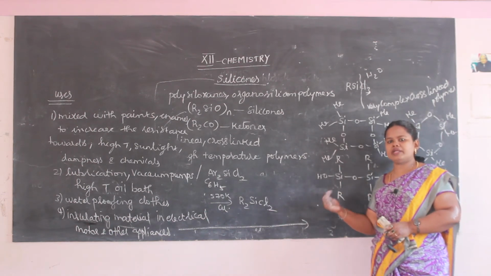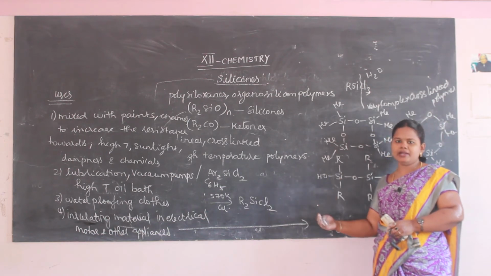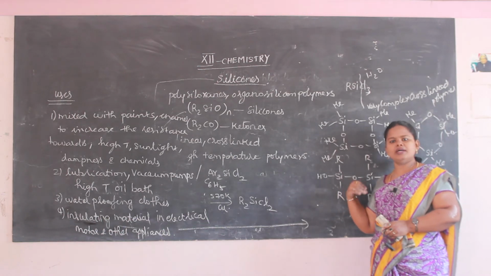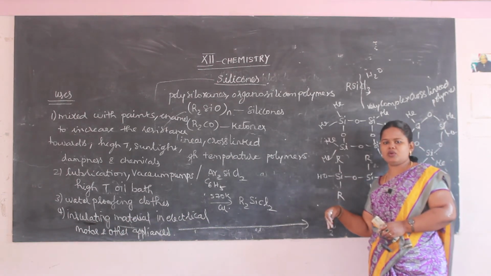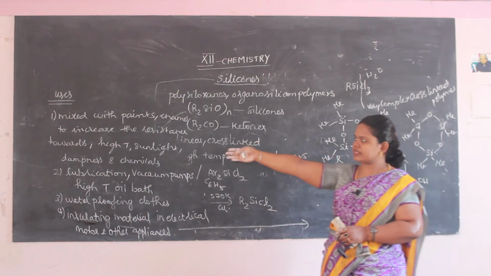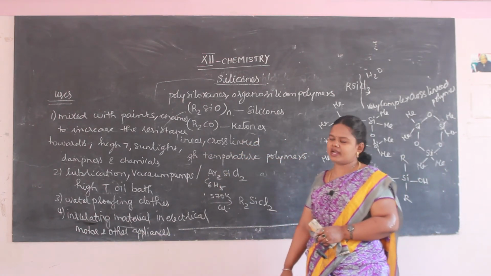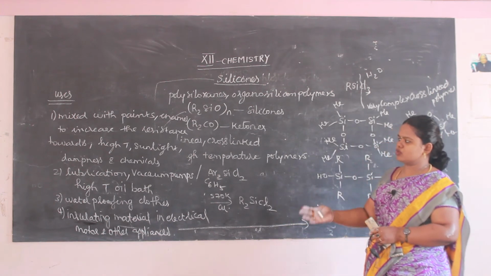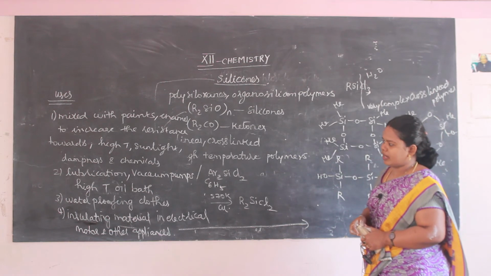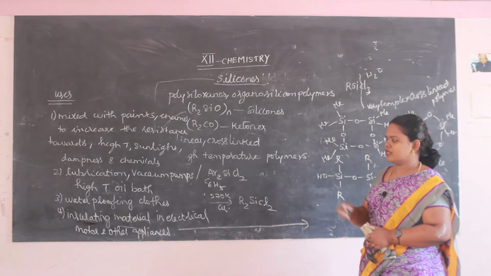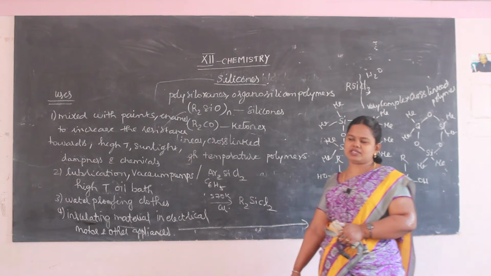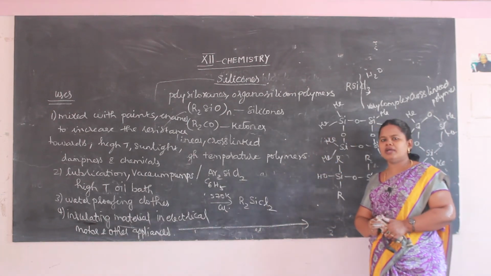Silicone rubber and silicone resin. Then under that we have water, that is cyclic silicone and cross-linked silicone. Then uses of silicone: it is used mixed with paints and enamels to increase resistance towards high temperature, sunlight, dampness and chemicals. It is used in lubrication oil, vacuum pumps and in high temperature oil baths, and it is used in waterproofing clothes. It is used as an insulating material in electrical, motor and other appliances. So these are some of the uses of silicones.